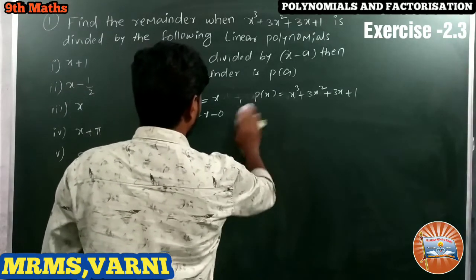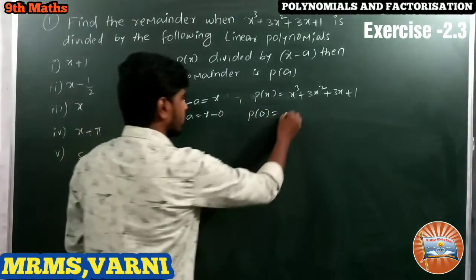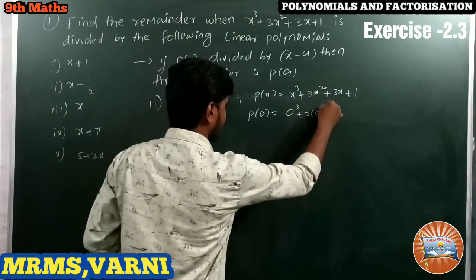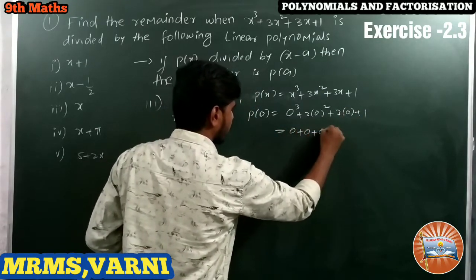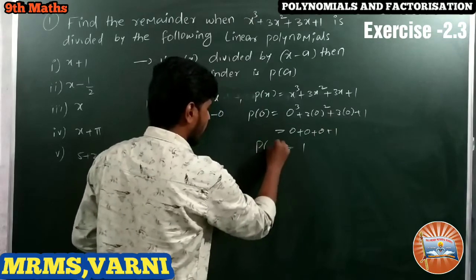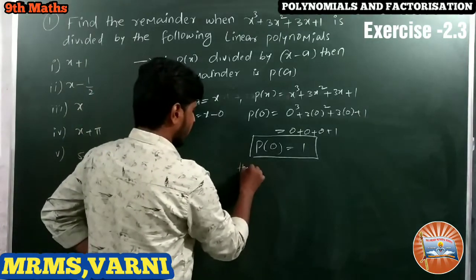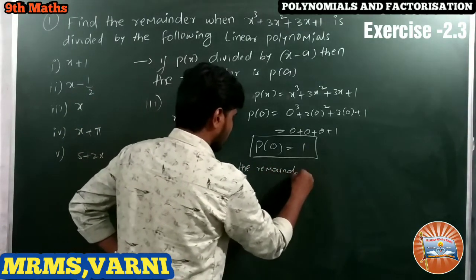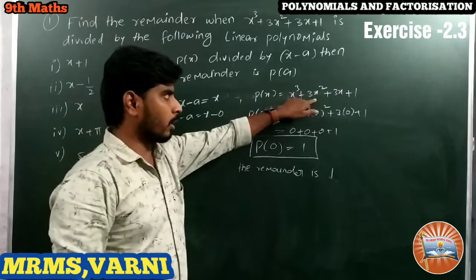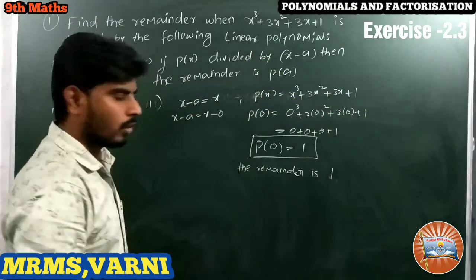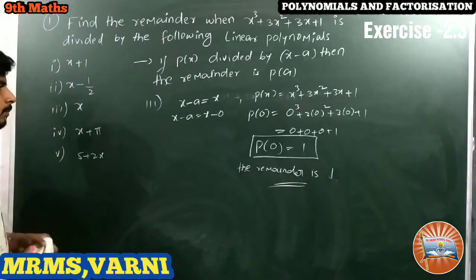So take p of 0 is equal to 0 cube plus 3 into 0 square plus 3 into 0 plus 1. So 0 plus 0 plus 0 plus 1. 1 is the remainder. So we got p of 0 equals the remainder, which is 1, when we divide x cube plus 3x square plus 3x plus 1 by x. This is the remainder. Next, coming to the fourth problem.